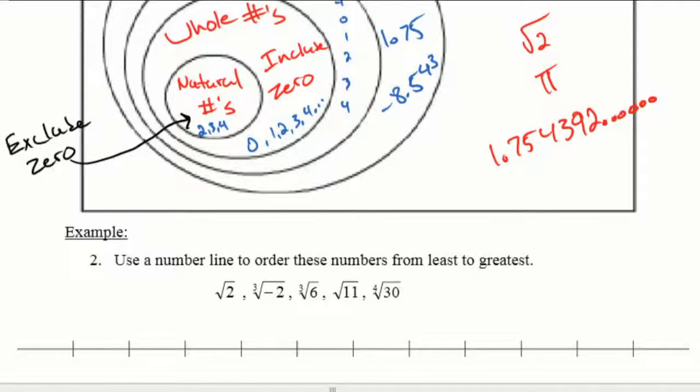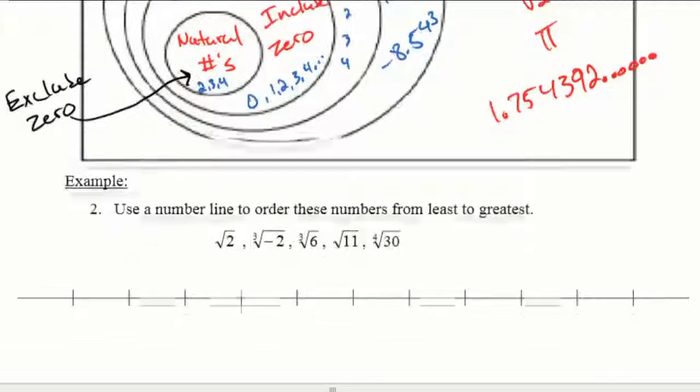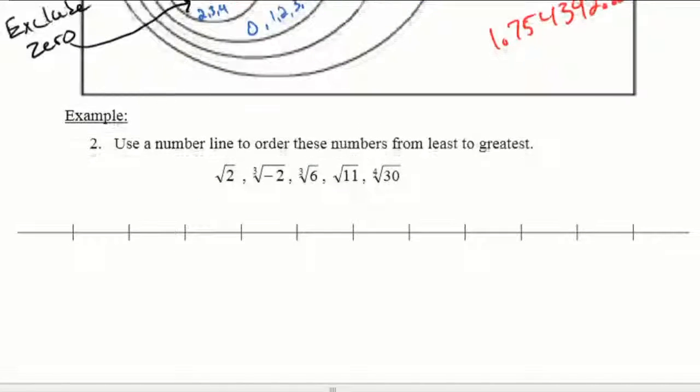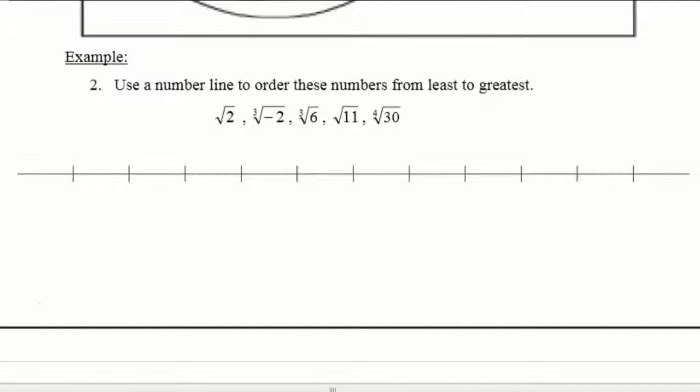So first thing I'm going to want to do is figure out the decimal values for all these, because if I have to put it on a number line, I need to kind of see what I'm dealing with. So just down below, square root of 2 is 1 point. Let's get the exact value here. Square root of 2, 1.4142.